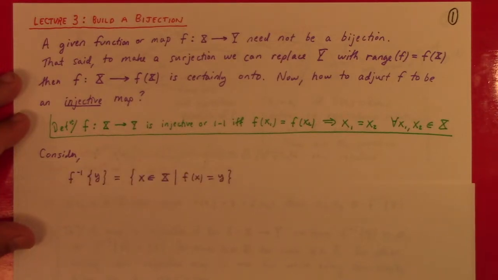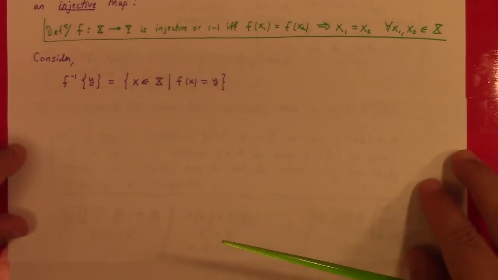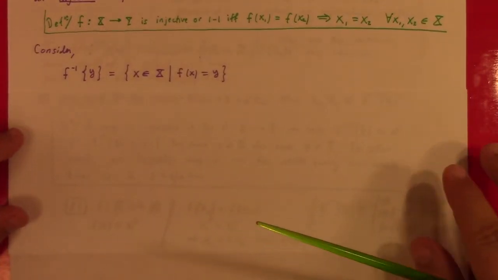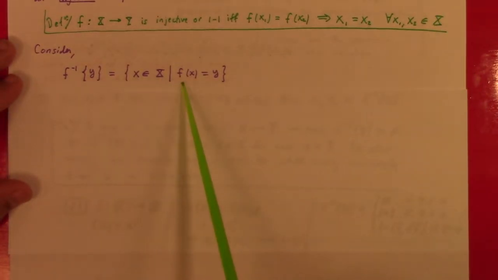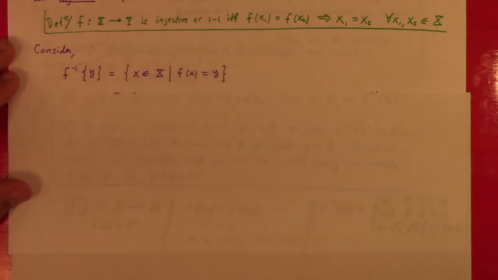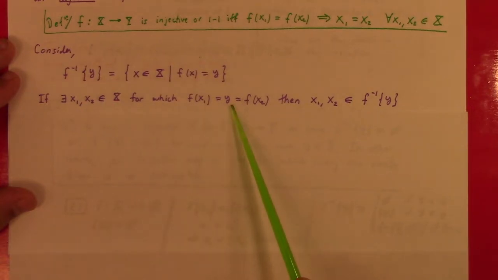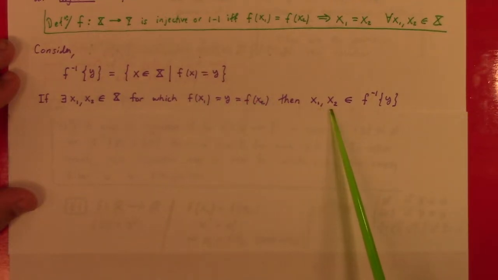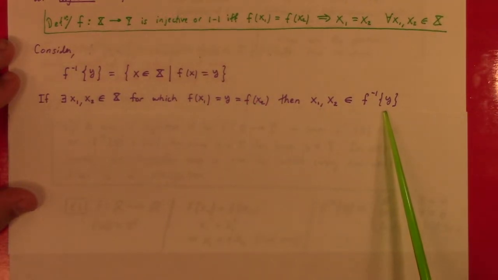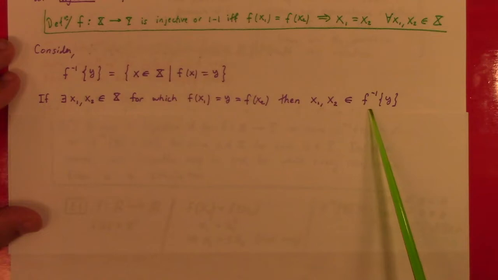So what's another way to look at that? Well, we can look at the inverse image of a singleton. The inverse image of a singleton {y}, a set just containing y, is the set of x in the domain such that f(x) is equal to y. Suppose that you had x1 and x2 in X for which f(x1) is y and f(x2) is y. Well, if that was the case, then both x1 and x2 are in the inverse image of y. This is also called the fiber of f over y, something like that.